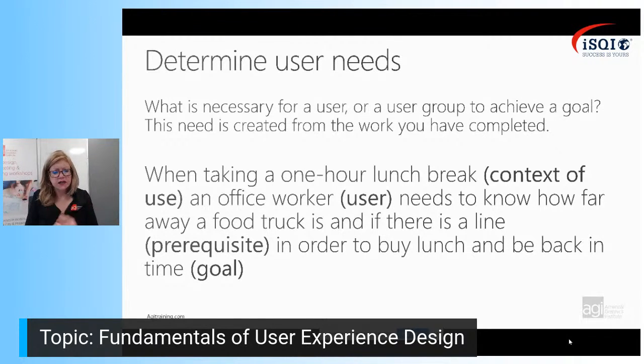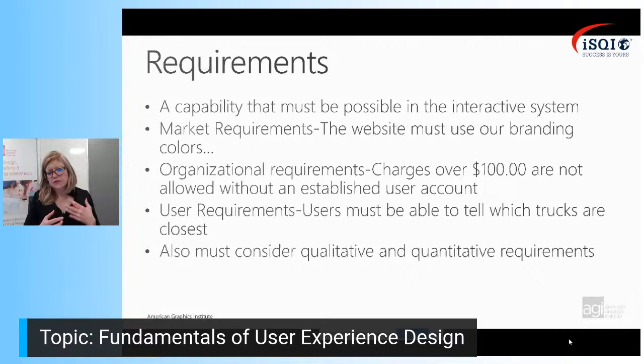What I'm saying, when taking a 1-hour lunch break, that's the context of use. An office worker, who's the user, needs to know how far away a truck is and if there is a line. It's a prerequisite in order to buy lunch and be back in time. The goal. So I'm breaking this down into almost like a pattern, which I can understand to help me to build the product.